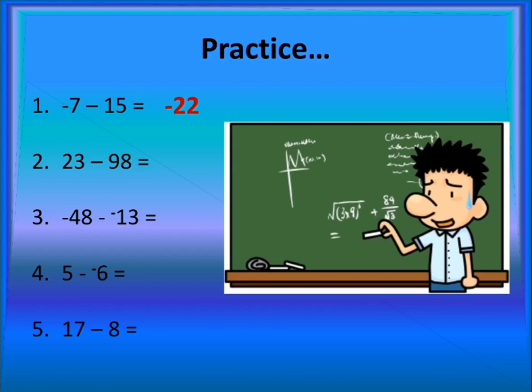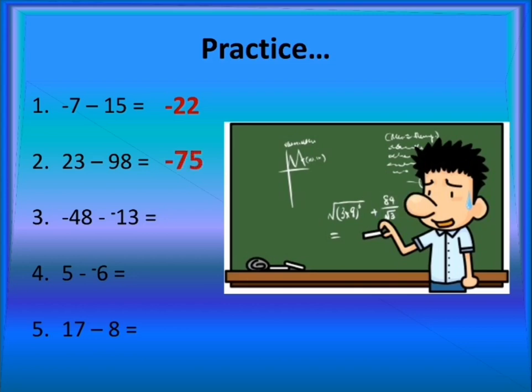Okay, for number 2, 23 minus 98. So, keep ulit natin yung 23. Then, subtraction, gawin natin ulit na addition, and then positive 98 magiging negative 98. 23 plus negative 98, so different signs, subtract natin. 98 minus 23 is 75, and then copy the sign of the number with greater absolute value, so negative 75.